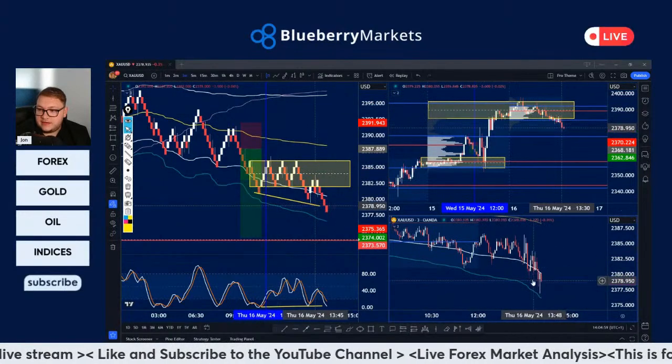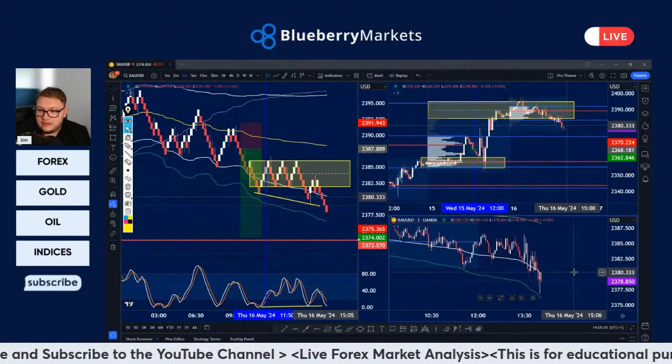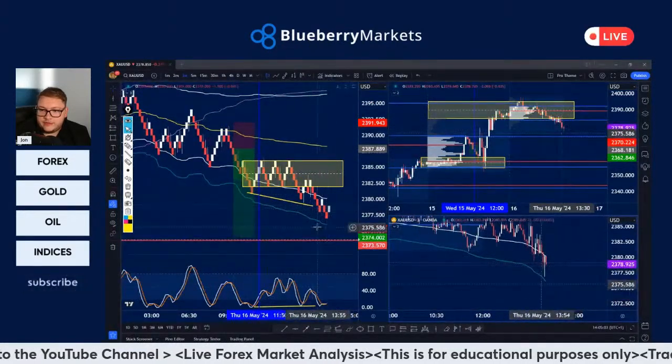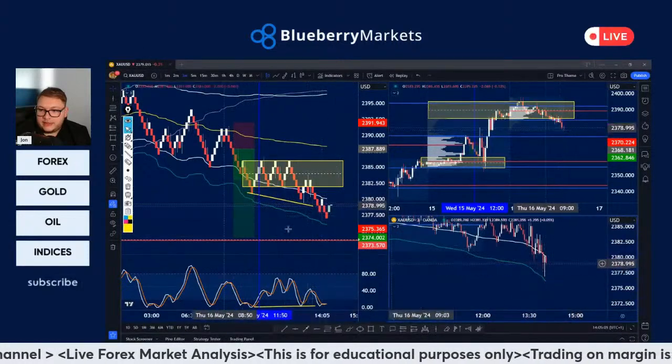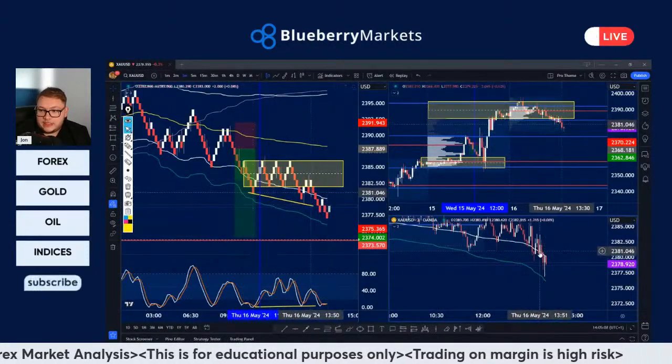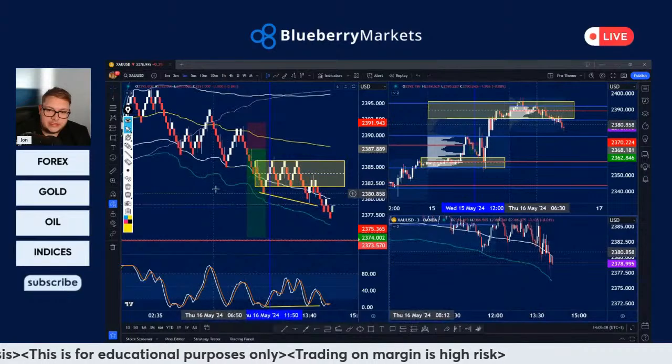I can see obviously we did have a little bit of buying coming back in. Is that just the start of a potential move back to the upside? Potentially. My Renkos here are set to $1 each.